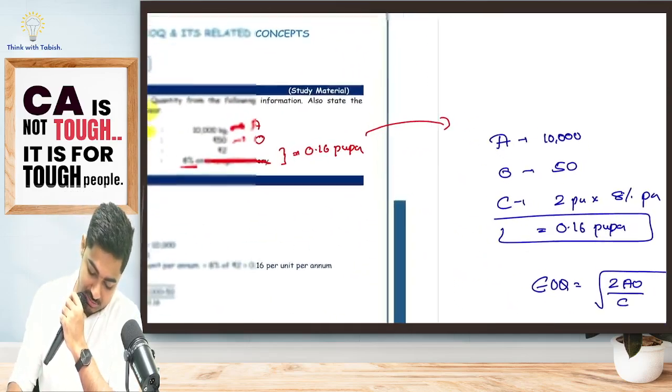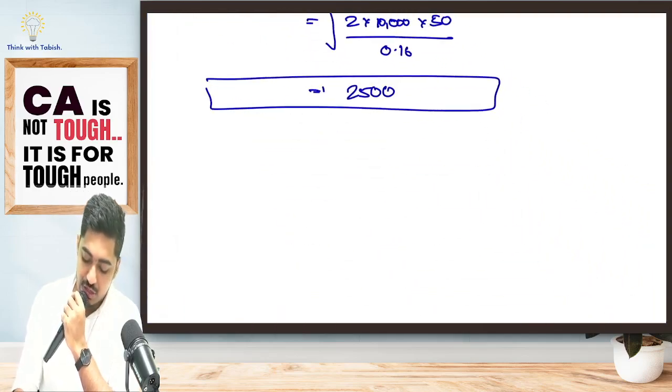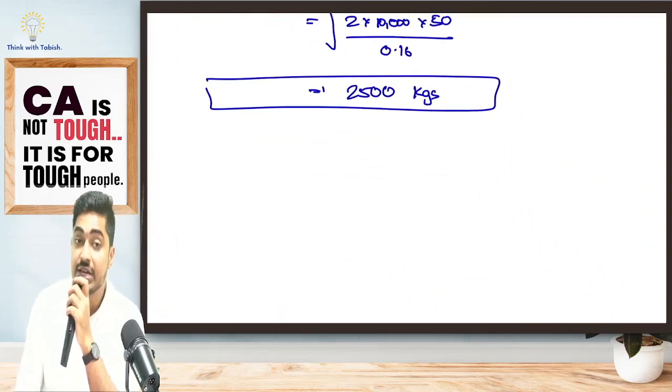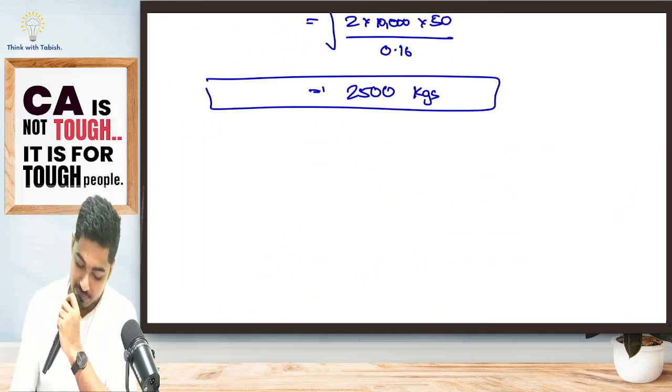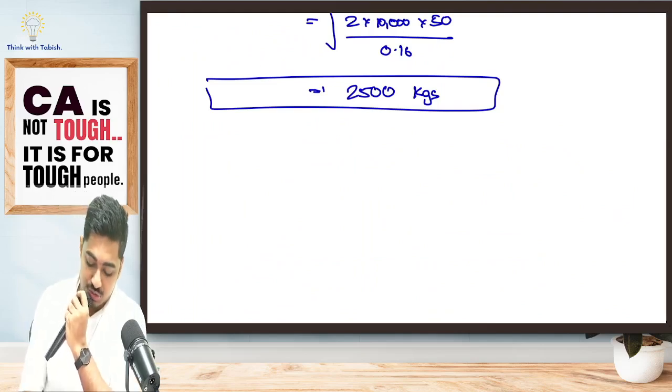A is in terms of kg. So it is going to be 2500 kgs. Yes or no, everyone? Perfect. Once you've got your EOQ as 2500 kg, number of orders to be placed in a year.